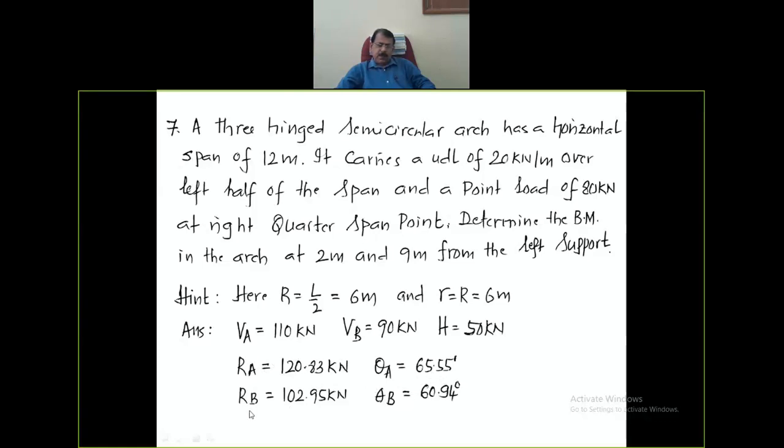Similarly, compute the resultant thrust at the point B, namely RB. RB is equal to 102.95 kilonewton. Also calculate inclination of that resultant thrust with the horizontal, that is given by theta B is equal to 60.94 degree. Yes, that's all the solution for this problem.